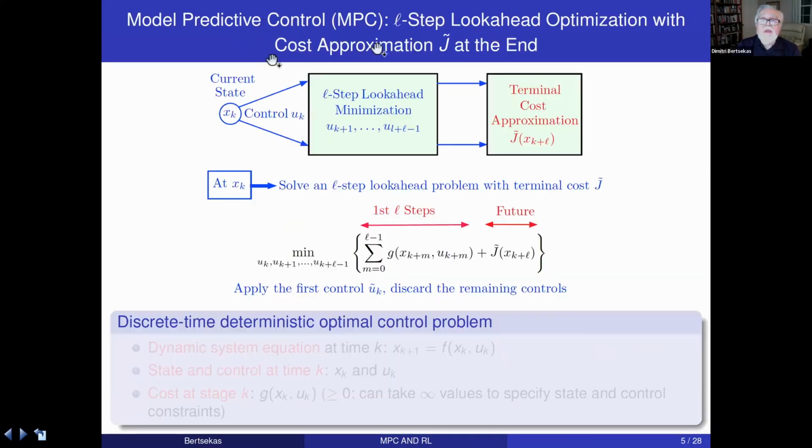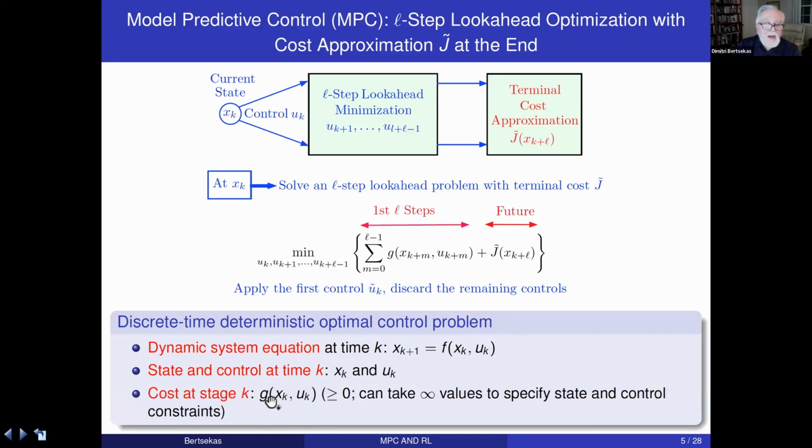So going into MPC, let me describe briefly the model that I'm going to be having in mind as I speak. It involves L-step look-ahead optimization, followed by a cost function approximation at the end of the L steps. The problem I'm considering is a deterministic optimal control problem that involves a state x_k and a control u_k, and the state evolves according to the system equation. And there is a cost at each stage k that depends on state and control.